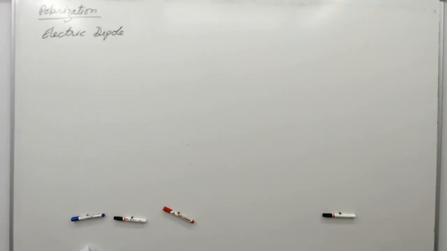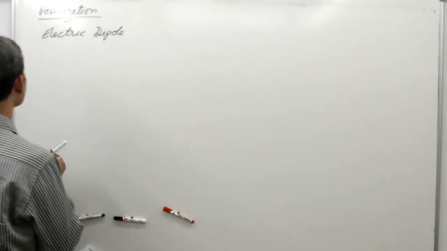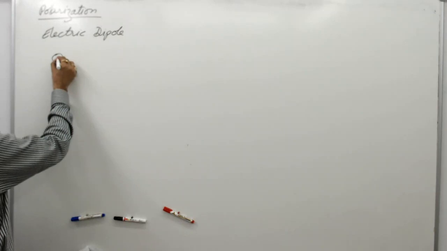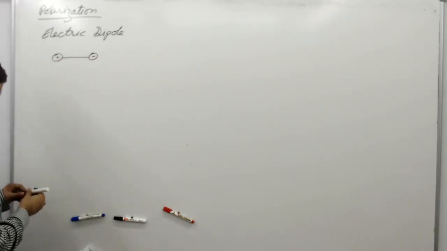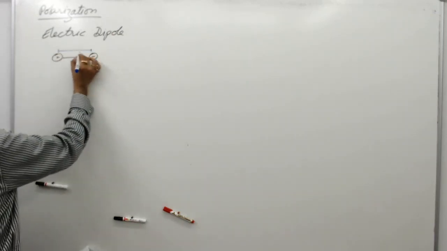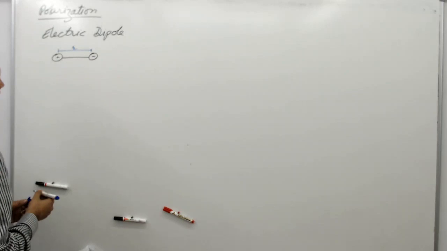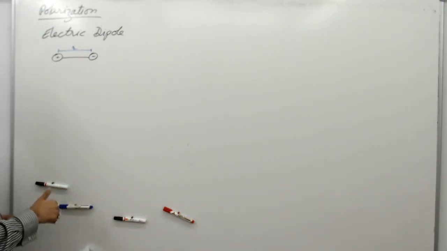Fine. That's what we have as a dipole. So what we are going to say, electric dipole is going to have a positive charge here. It's going to have a negative charge here. It is separated by a small distance. This distance, it is r. So that is what we call as an electric dipole.